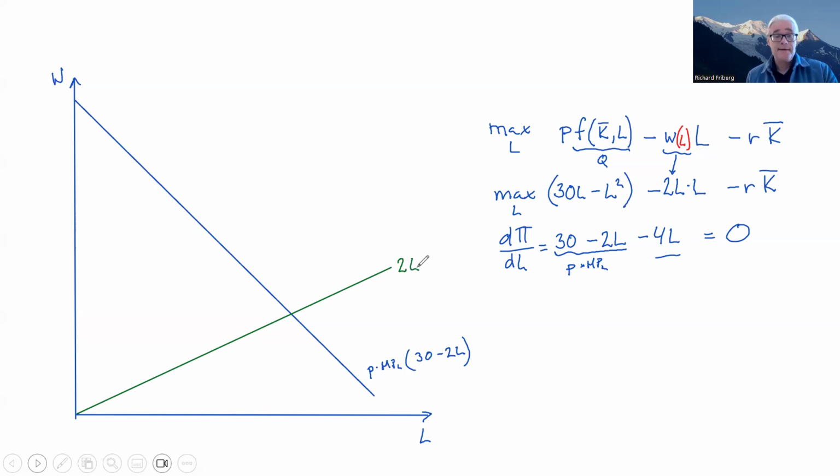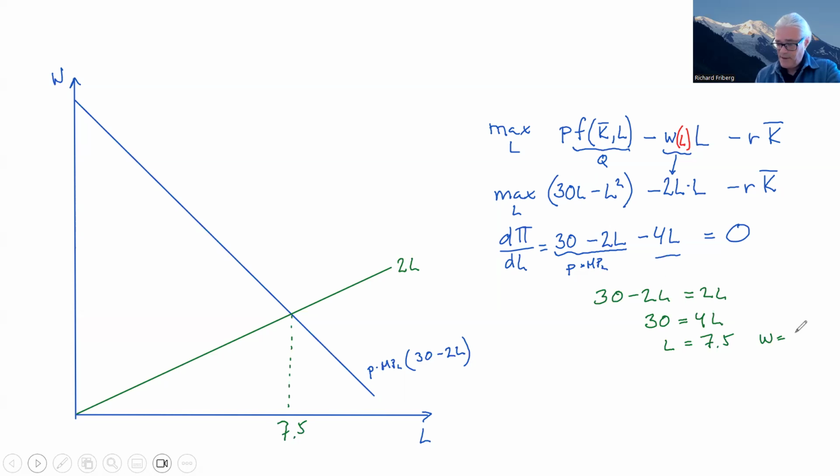Okay, so this firm is a monopsonist, but say that it didn't act as one, say that it just acted as a price taker, it would be employing this many people. How many is that? Well, that would be 30 minus 2L, which is how much it gains by employing another worker, and setting that equal to 2L, which is the supply of labor. Okay, so that gives us 30 equals 4L, or reshuffling here, L equals 7.5. And the wage equals what? Well, 2 times L, so 2 times 7.5 equals 15. Okay, so we can take that as a benchmark.